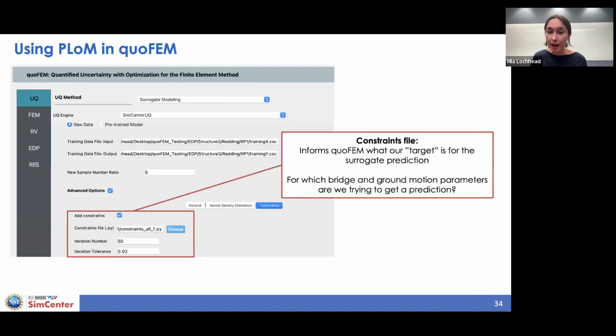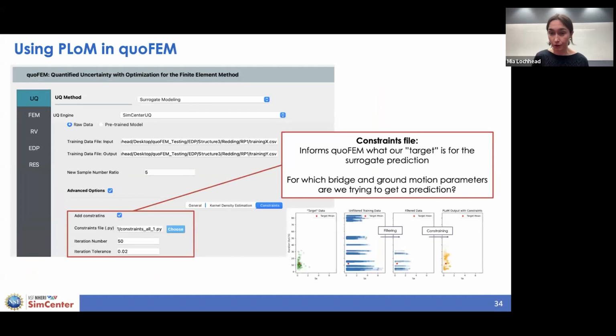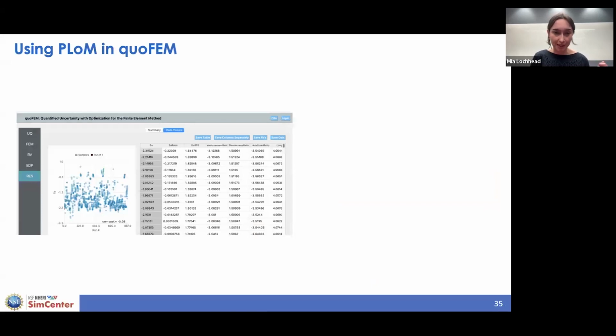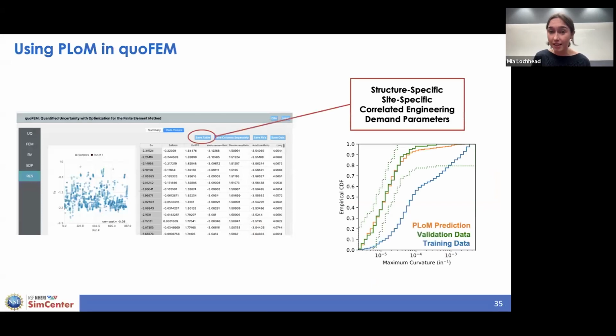In this third tab, we have a constraint file that informs quoFEM what our target is for the surrogate prediction. This really gets at what bridge we are trying to make a prediction for, and what ground motion parameters we are trying to make a prediction for. This provides all of that information to quoFEM. Once you hit run, this will be the output that you see. If you save this table, you've successfully created a structure-specific, site-specific prediction of these correlated engineering demand parameters using the PLoM model.